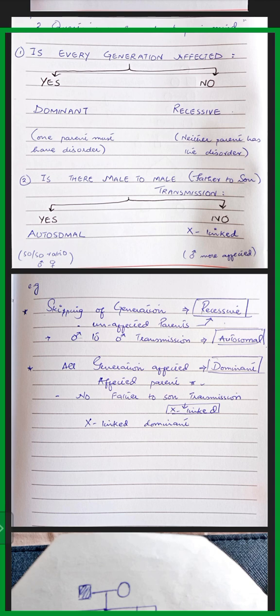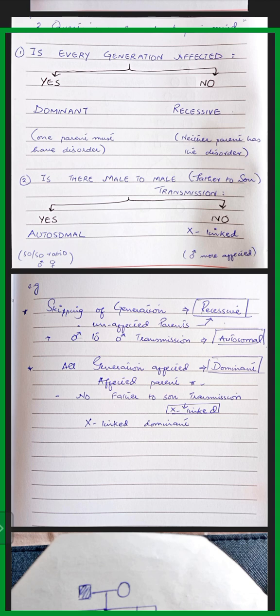Skipping of the generation with unaffected parents: parents can be carriers but they are not affected by the disease, plus generations are skipped, so it becomes the recessive trait. If there is male to male transmission, then it becomes autosomal. So it becomes autosomal recessive.